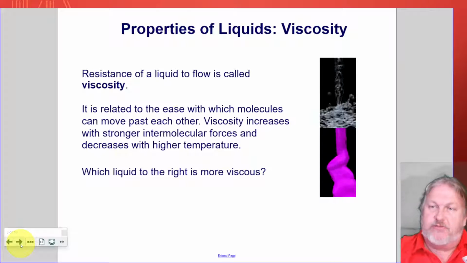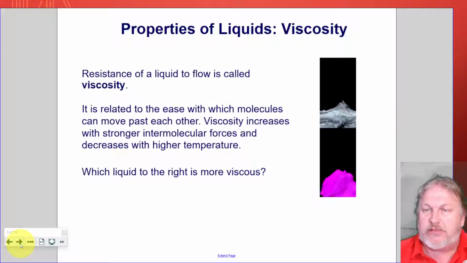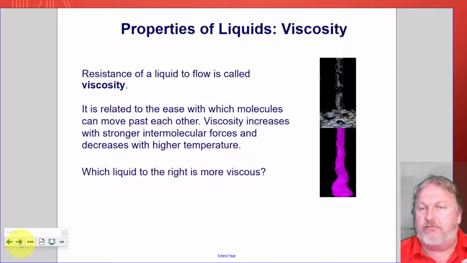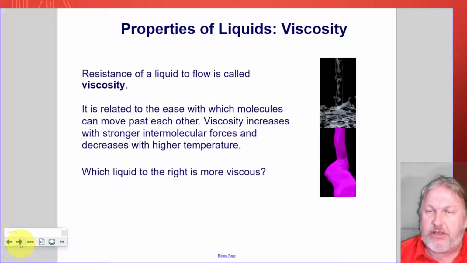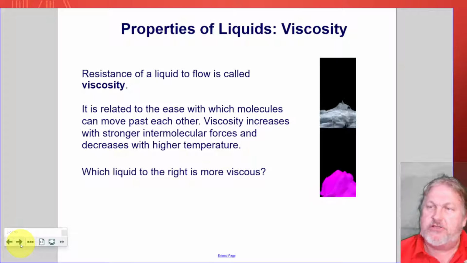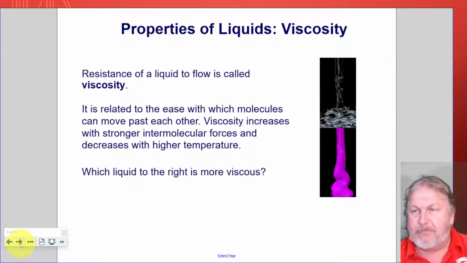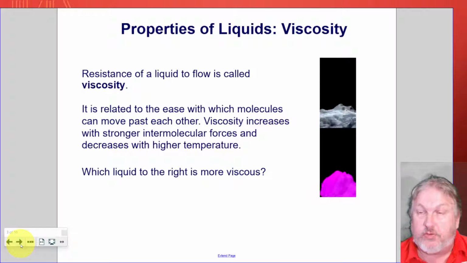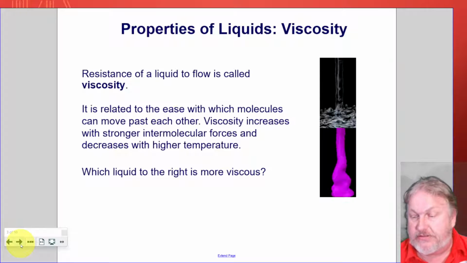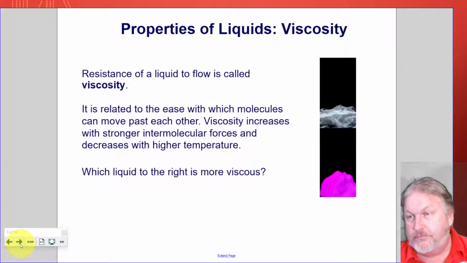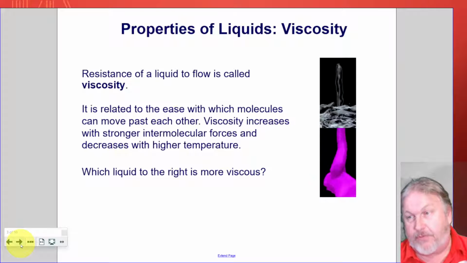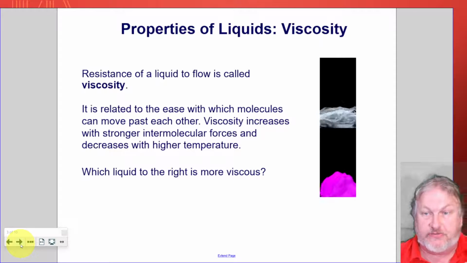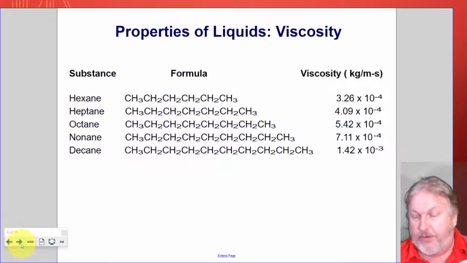So viscosity is going to increase with a stronger intermolecular force, and it's going to decrease with higher temperature. Out of curiosity, which of those would be more viscous, the purple one or the clear one? Well, I'm thinking the purple one has more resistance to flow, so I'd say that's the higher one.